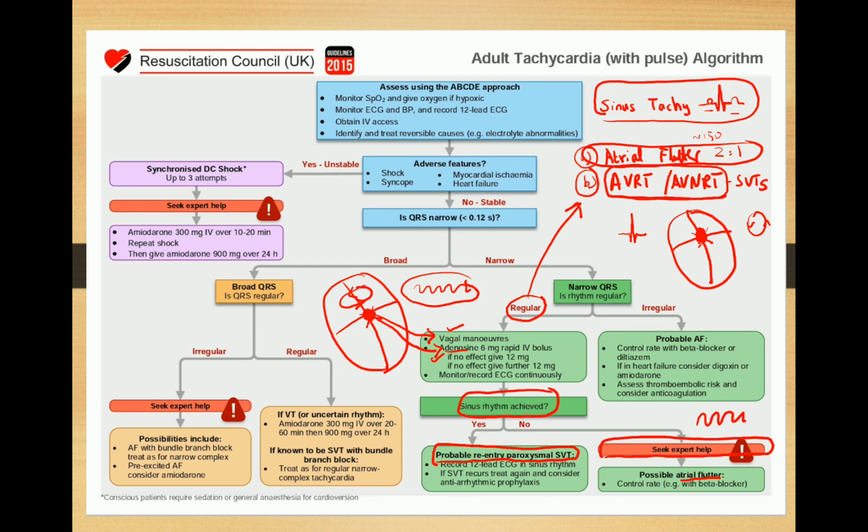And if we can control the rate in the acute setting as with AF. So atrial flutter is generally managed with the same guidelines as per atrial fibrillation. So again, we need to worry about the rate as well as the anticoagulation.